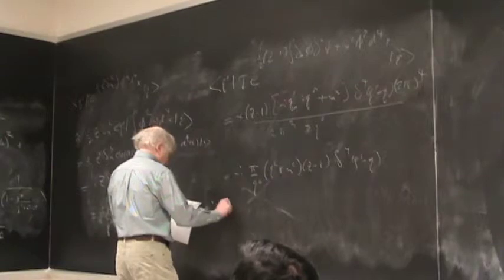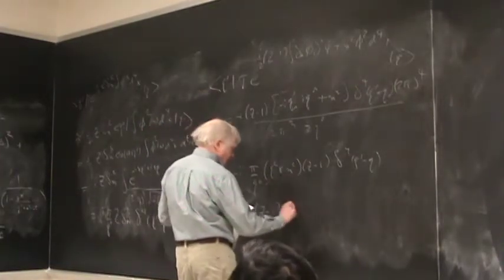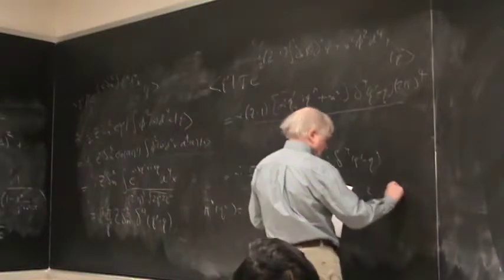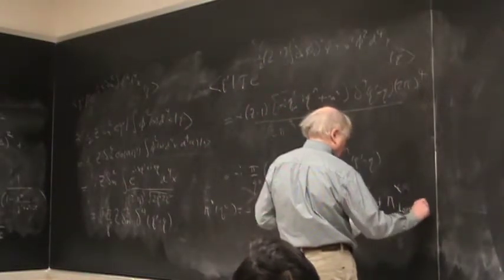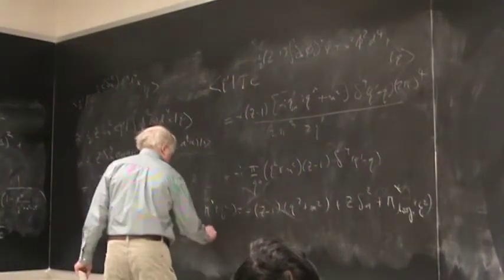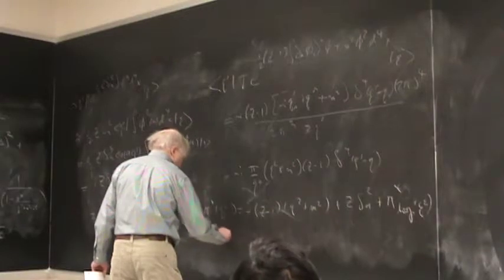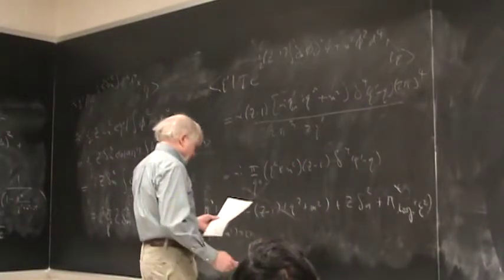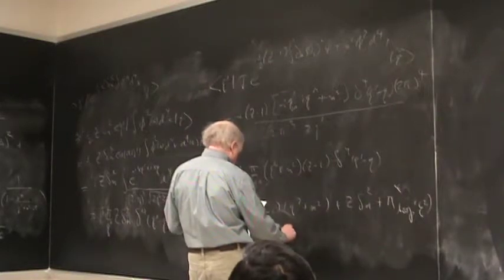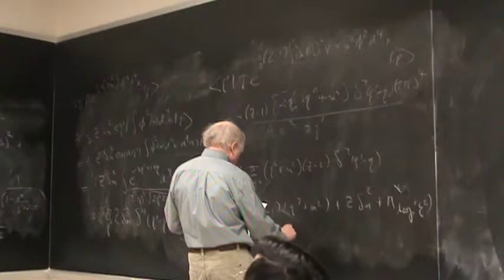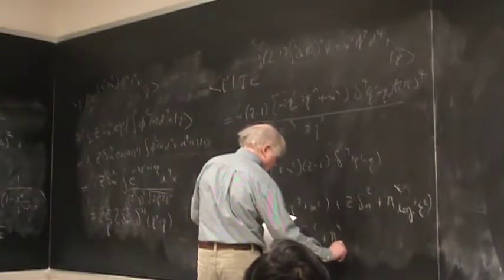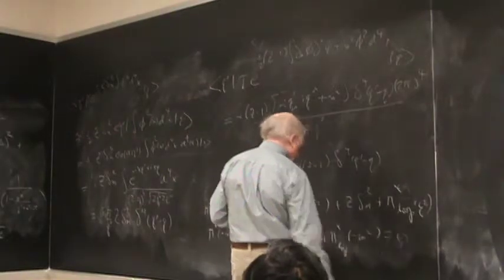And so you get minus z minus 1 times q squared plus m squared, plus z delta m squared, plus pi star loop of q squared. And now you want that this pi star of minus m squared should be zero. And if q squared is minus m squared, this term immediately vanishes. So what you get is that z delta m squared plus pi star loop of minus m squared is zero.